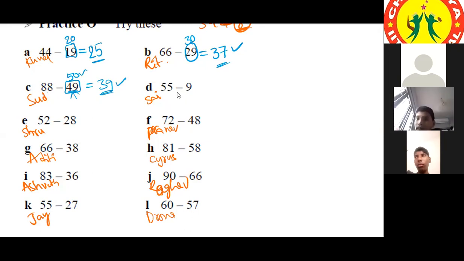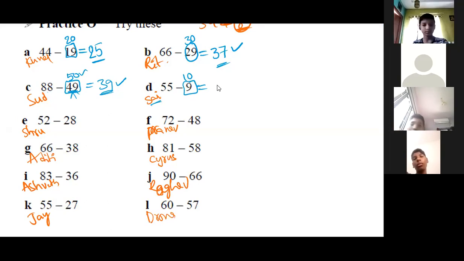Okay. Wait. Sai Karthikeyan. Sir, first the question is 55 minus 9. We should take 10 in 9. And we should minus 55 minus 10 is equal to 45. So at that time we should add 1 to 45, it will become 46. The answer is equal to 46. Very good. Correct.